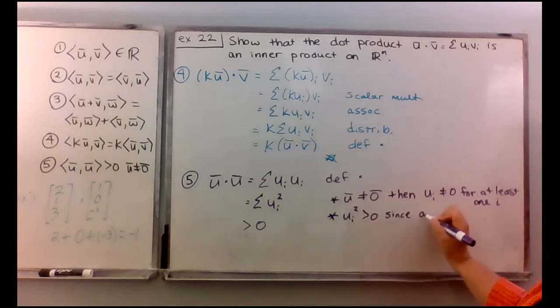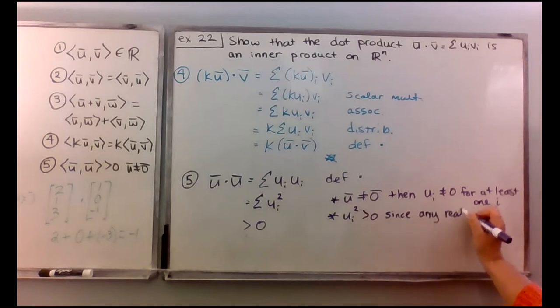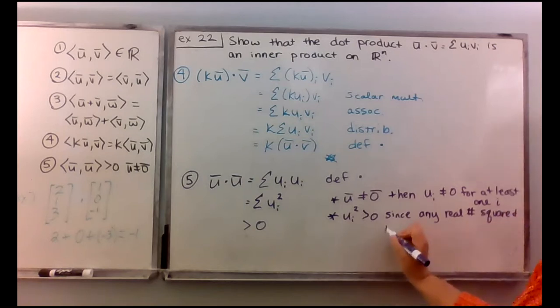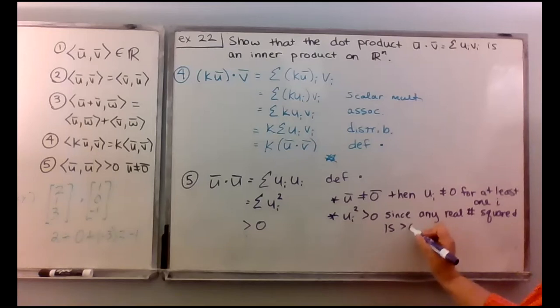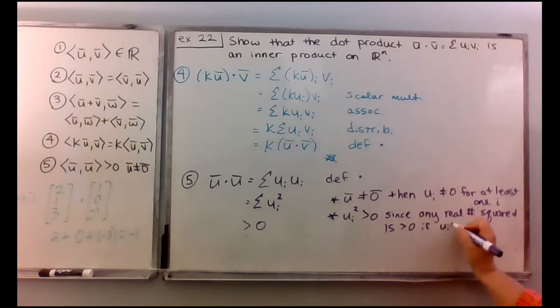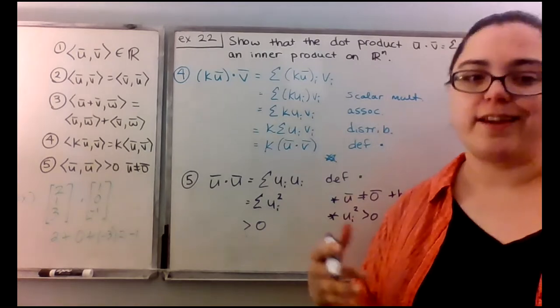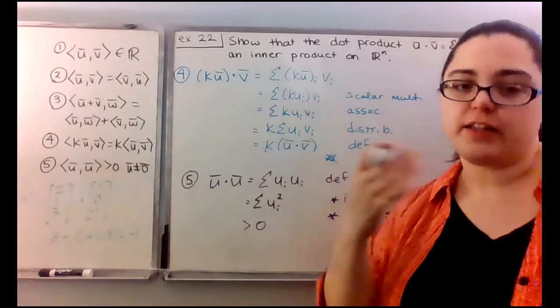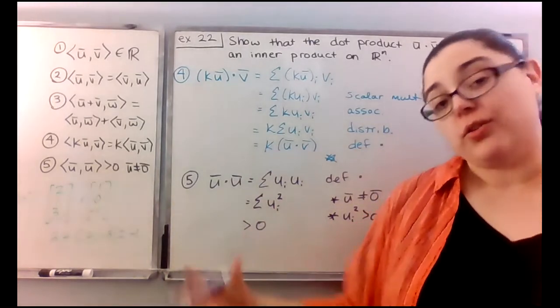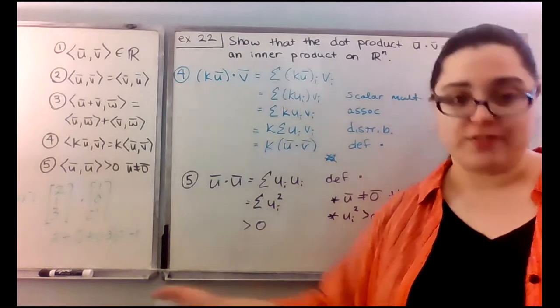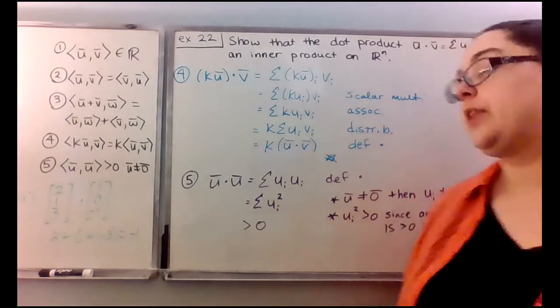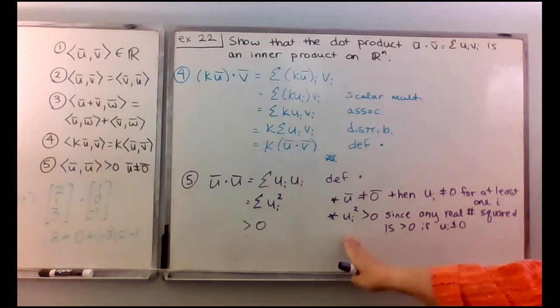since any real number squared is greater than 0 if the real number is not 0. So if I take 7 and square, I get a positive. If I take -7 and square, I get a positive. The only time I don't get a positive when I square a real number is if that number is 0, because then I would get 0 instead. So we're picking in particular here an instance where we have something that's not 0, so we get something greater than 0.